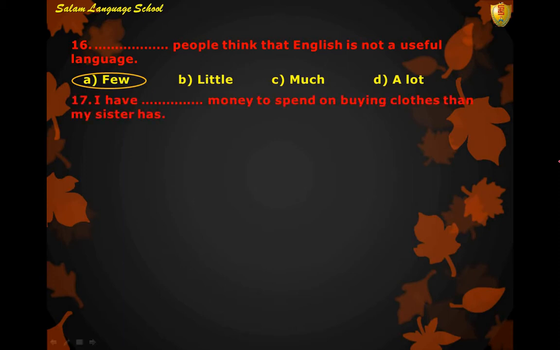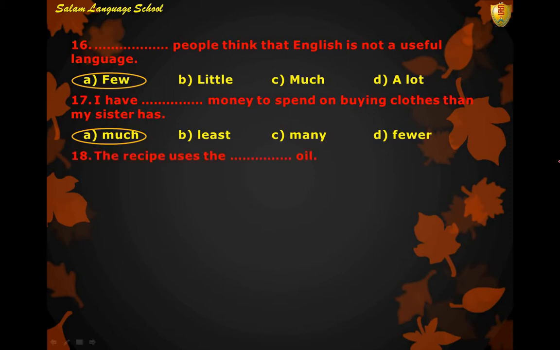Number 17. I have blank money to spend on buying clothes than my sister has. Much money, least money, many money, fewer money? Money is uncountable. I have more money to spend on buying clothes than my sister has.